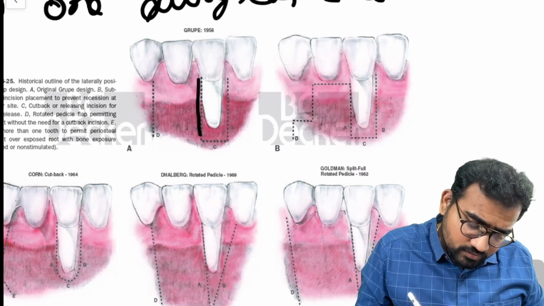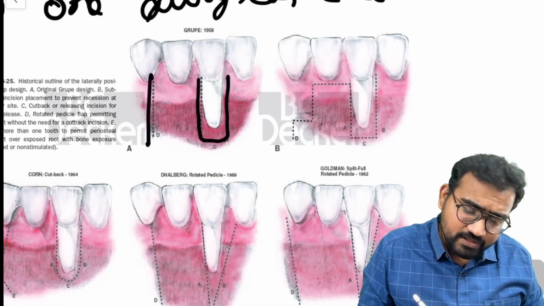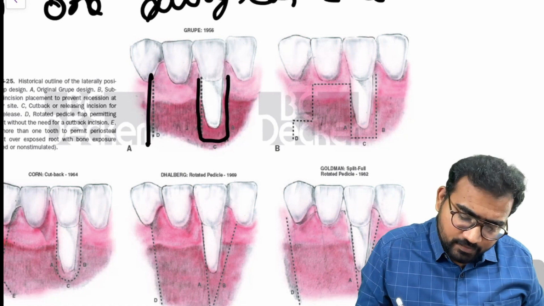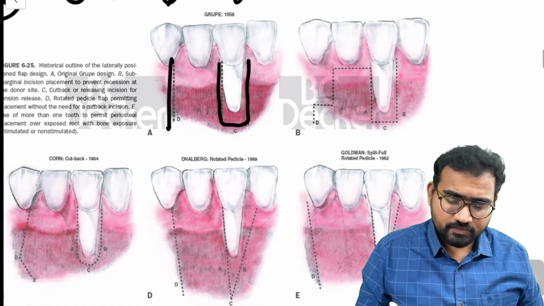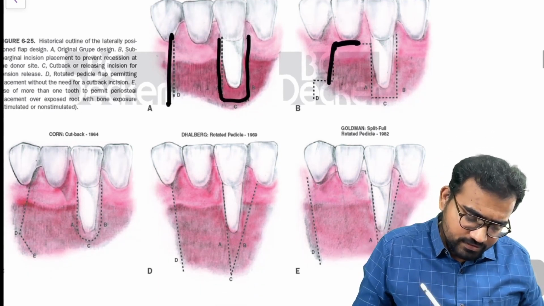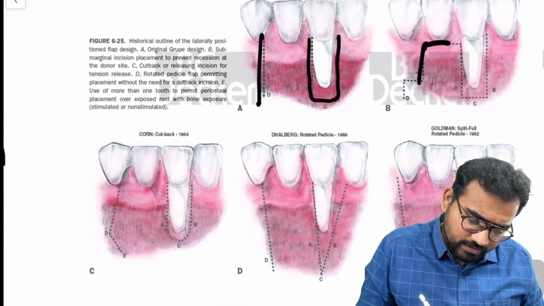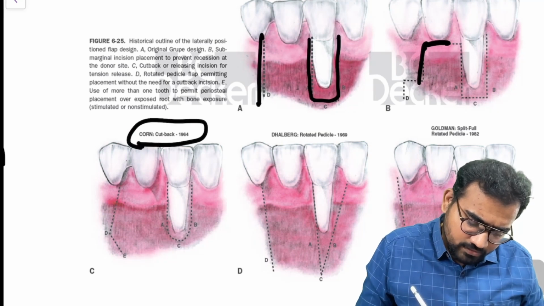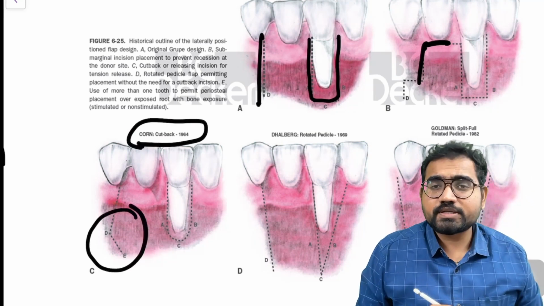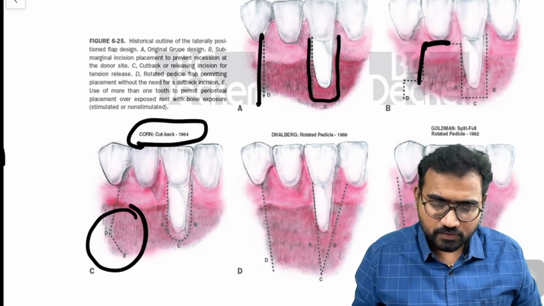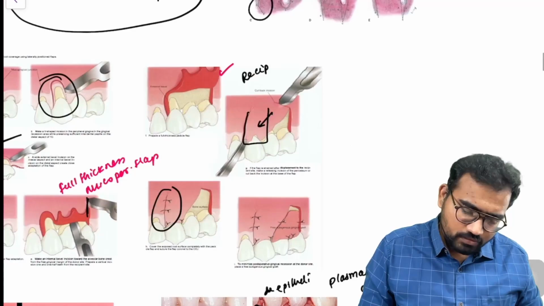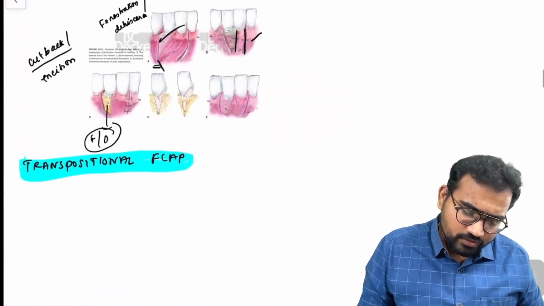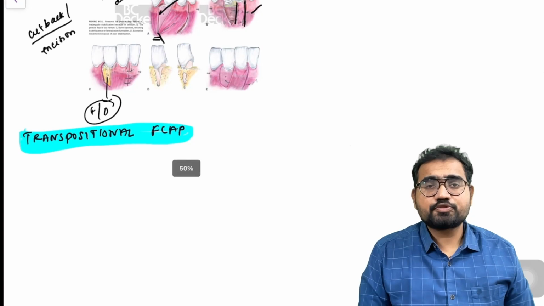In this area, they de-epithelialize, give vertical releasing incisions, and move forward. Similarly, there is a small modification of the incision here, and this technique was given by Kohn, a cutback incision in 1964. This was given to prevent the excessive tension. Moving on to the next technique, which is the transpositional flap.